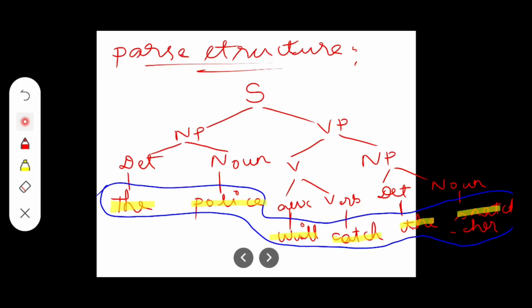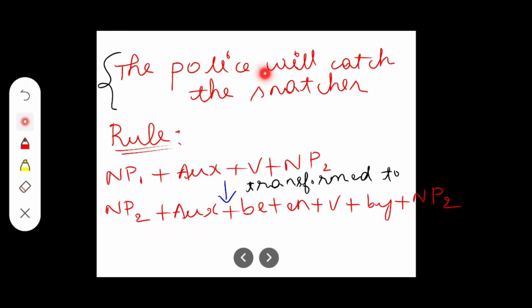So the transformational construction. The same example I have taken, the police will catch the snatcher. This is the active voice sentence, and the rule that we are using to transform this active voice sentence to the passive voice sentence is this. And this rule also I have explained in the introduction part, that is the transformational grammar introduction part. You can watch that video so that you can clearly understand the rules. Okay, so the rule is this: NP1, auxiliary verb and NP2. This is the rule which this sentence is following.